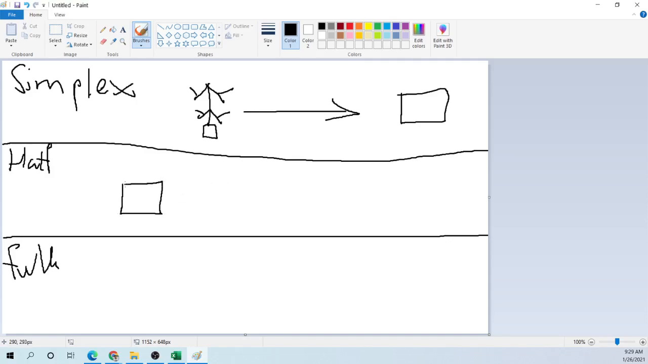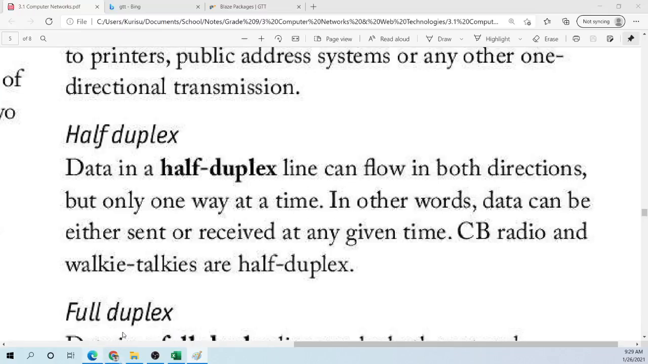Now a half duplex. So we have a device over here, a device over here. It can only send data in one direction at a time. So this person is either the sender and this person is the receiver, or this person here is the receiver or this person here is the sender. So only one direction at a time. It can do both, but only one direction at a time.